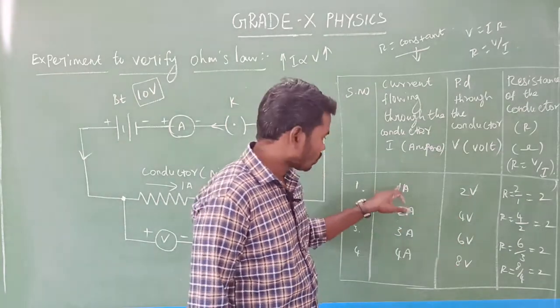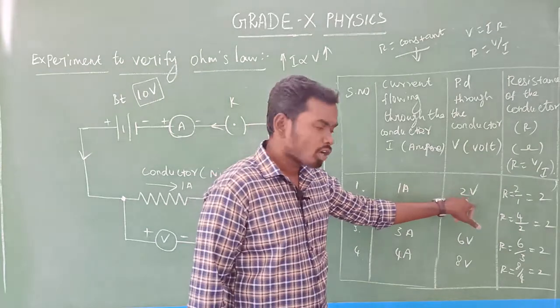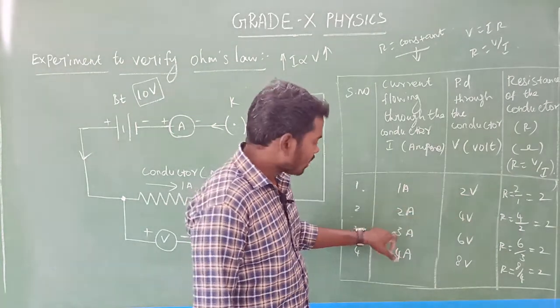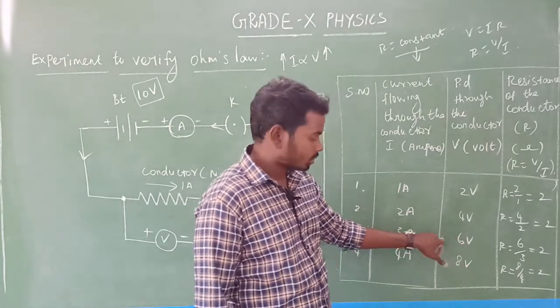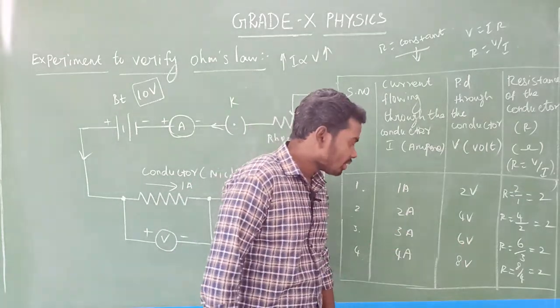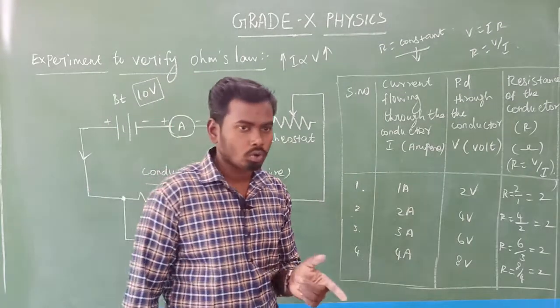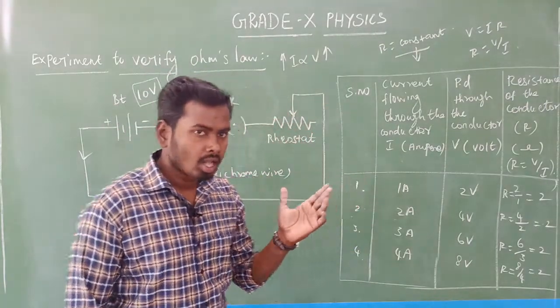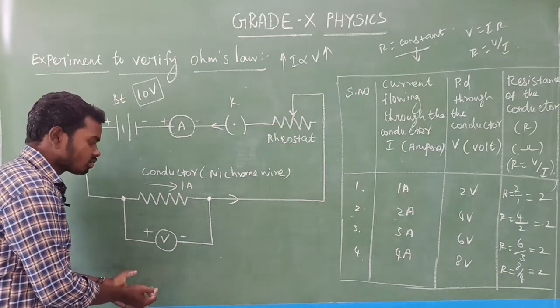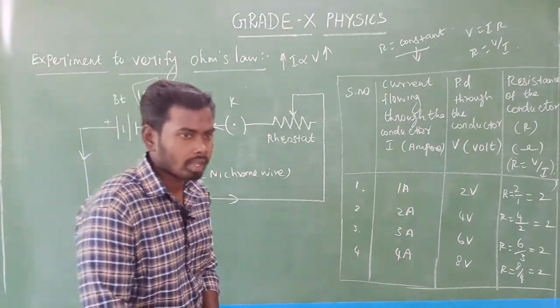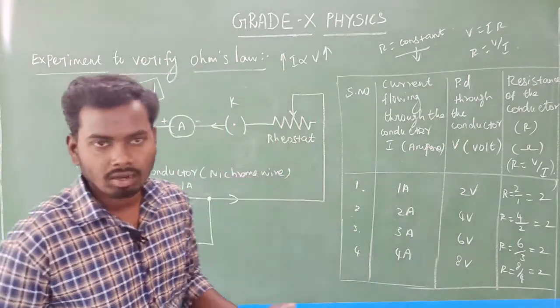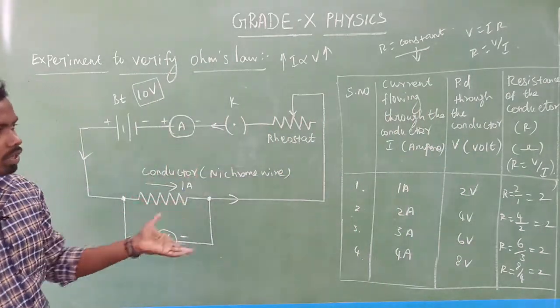Am I right? Yes, look at here, for 1 ampere current, the potential difference is 2 volt. For 2 ampere current, the potential difference is 4 volt. For 3 ampere, potential difference 6 volt. Therefore, for 4 ampere, the potential difference is 8 volt. So when the current increases, correspondingly this potential difference value also increases. Okay, so Ohm's law gets verified. Is it clear? Yes. This is Ohm's law proof.